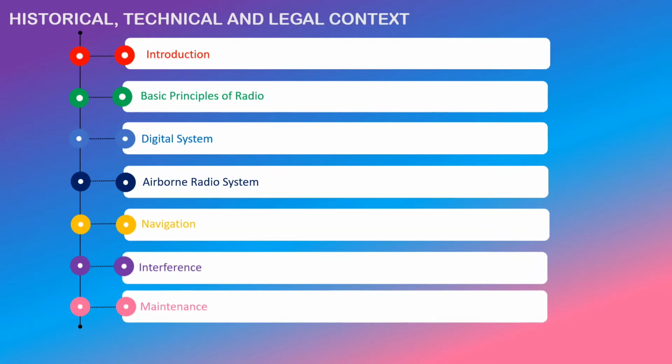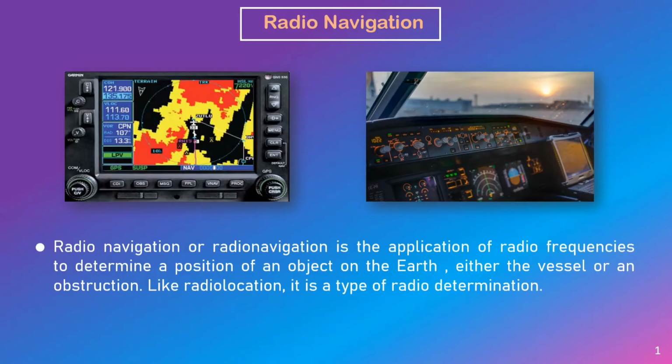In this module, we are going to see about the historical, technical and legal context, which include introduction, basic principles of radio, digital system, airborne radio system, navigation, interference and maintenance. Radio navigation. Radio navigation is an application of radio frequencies to determine the position of an object on the earth, either a vessel or an obstruction. Like radio location, it is a type of radio determination.